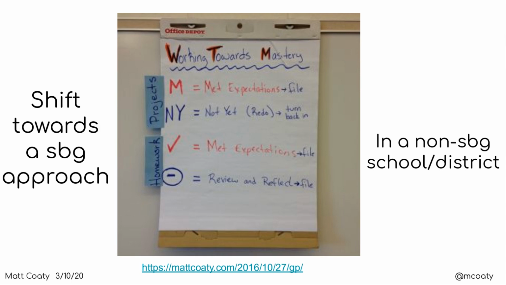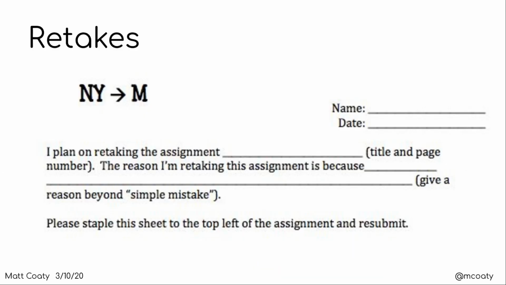sheet to have students reflect more on the task. If there's an M on the sheet, then they have met the task. If there's an NY on it, they have not yet. So anything that they get incorrect automatically becomes a not yet. It could be a simple error. It could be a whole misconception.